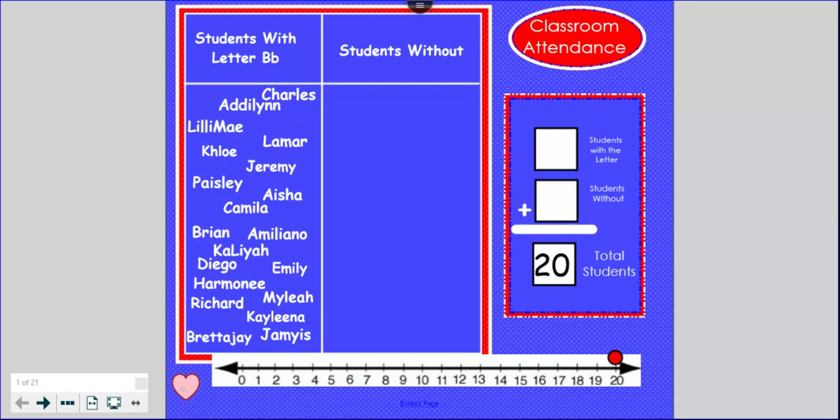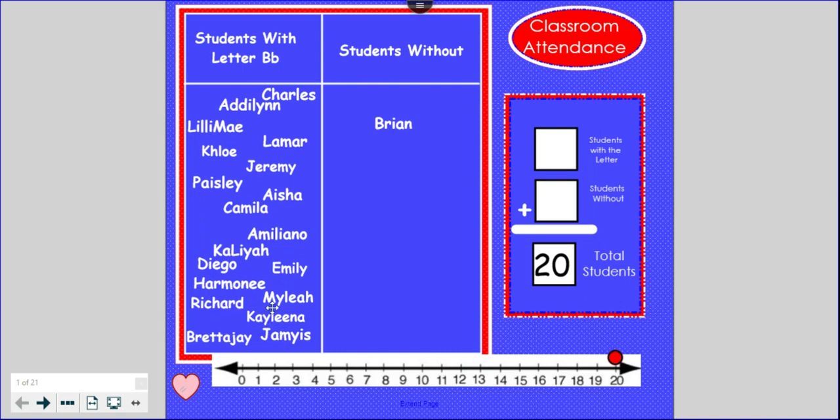Today, we are going to sort our friends' names by students that have the letter B, capital or lowercase, and students without the letter B. So let's look around at our friends' names and find out who does and does not have the letter B. No B's yet. Oh, Brian. Brian has a capital B at the beginning of his name. B is his beginning sound. Let's keep looking.